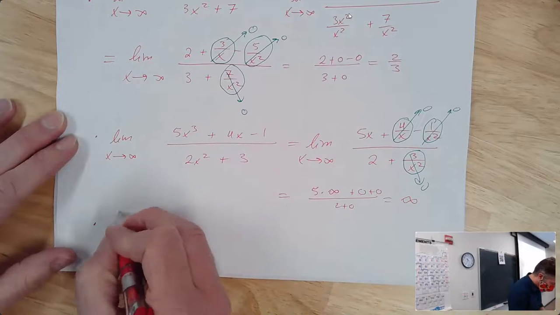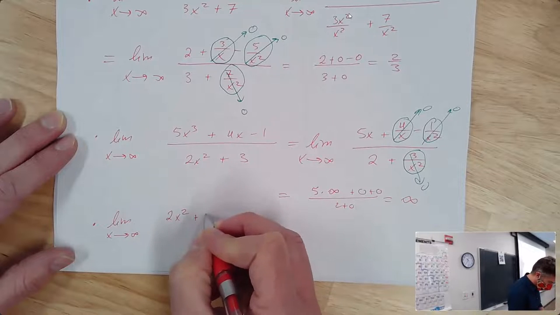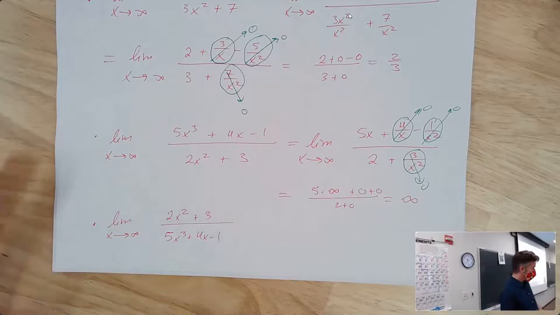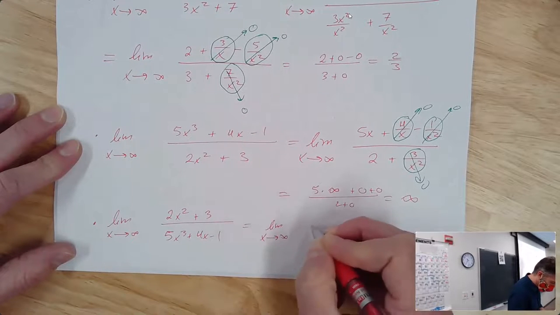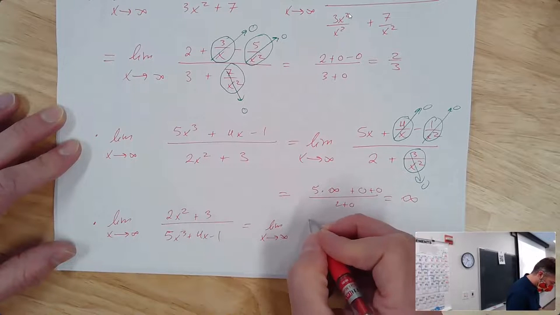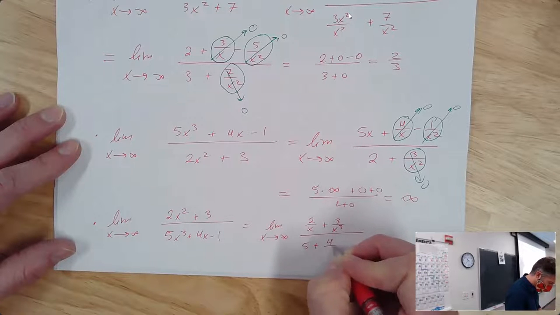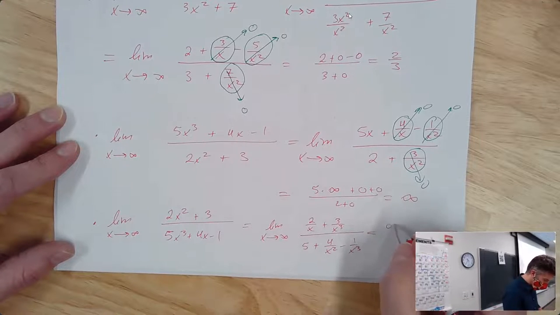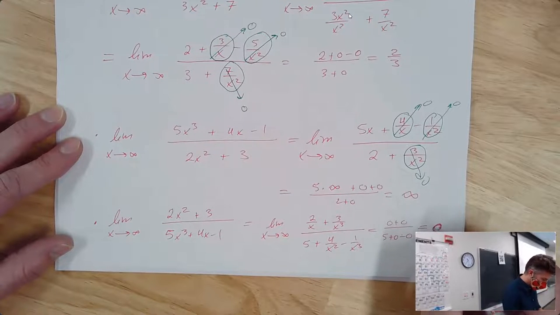On the other hand, if you had something where the numerator had a lesser degree, I'm just going to flip this over. We would divide everything by the highest power of x in the denominator. So we get the limit as x goes to infinity of, so I'm dividing everything by x cubed now, 2 over x plus 3 over x cubed over 5 plus 4 over x squared minus 1 over x cubed. And as x goes to infinity, I get a 0 plus 0 on top over a 5 plus 0 minus 0 on the bottom. And 0 divided by not 0 is 0.